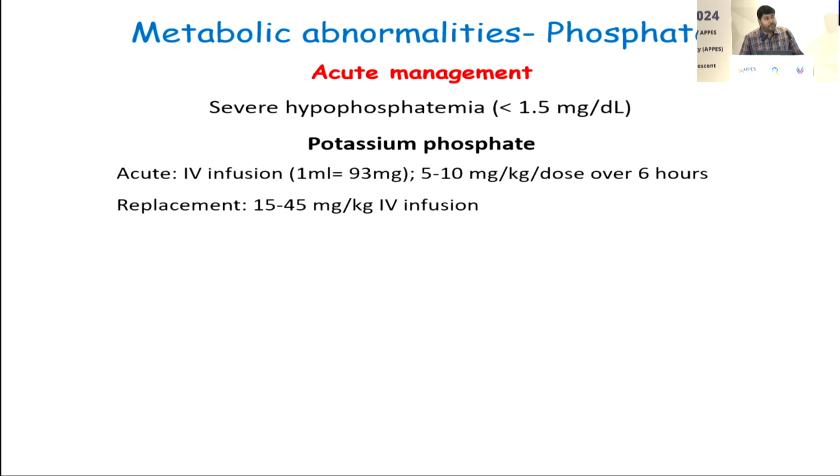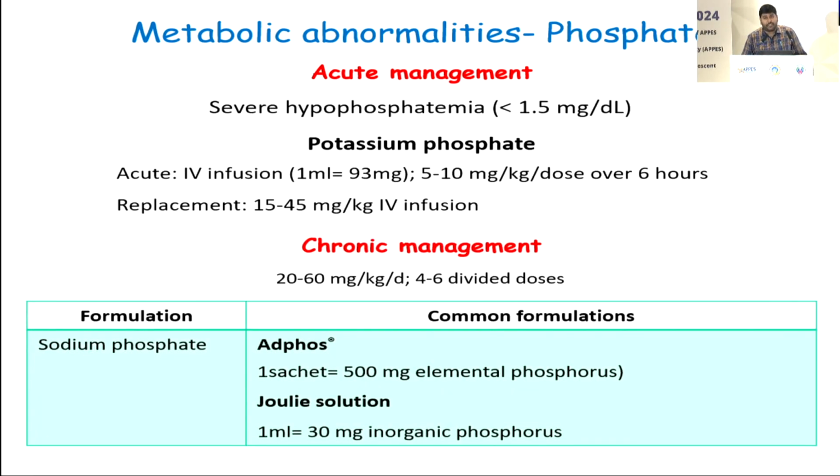So correction would be with IV infusion of potassium phosphate. It comes as a vial of 1 ml, contains 93 milligram, and the dose would be 5 to 10 milligram per kg over the next 6 hours. And then the chronic management for these patients, although this slide mentions 20 to 60 milligram per kg per day, the maximum that we can go is 75 milligram per kg per day. And remember, they have to be given in very significantly divided doses, almost 6 divided doses, because of their very short half-life.